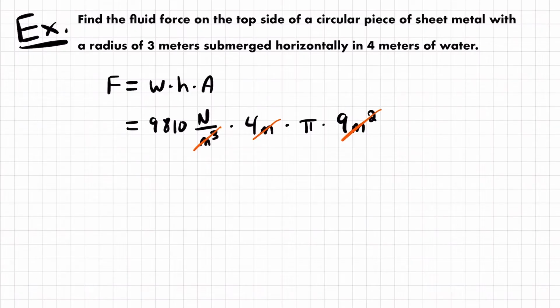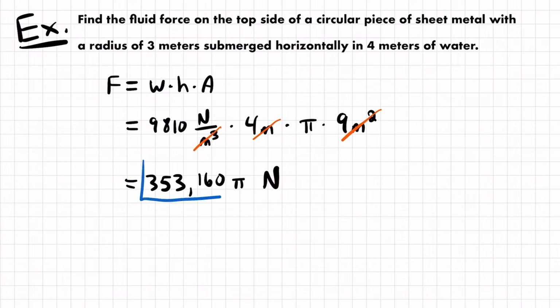We just need to multiply 9,810 times 4 times pi times 9. And so if we multiply those four values together, we will find that the fluid force is equal to 353,160 times pi, and the units will be in newtons. And so that would be the fluid force on the top side of a circular piece of sheet metal that has a radius of 3 meters, submerged horizontally in 4 meters of water.